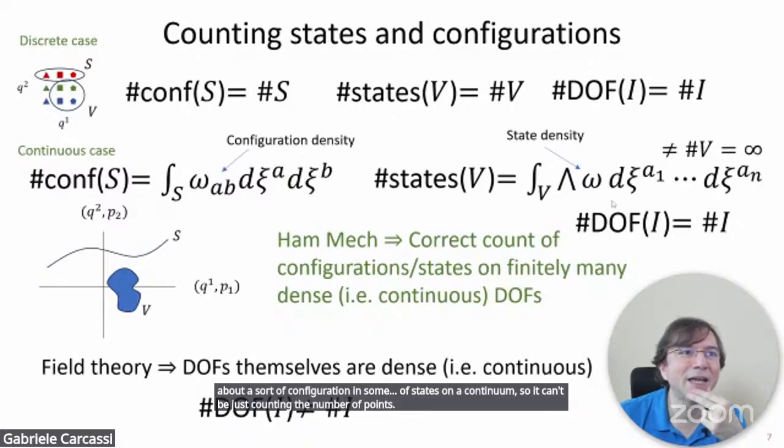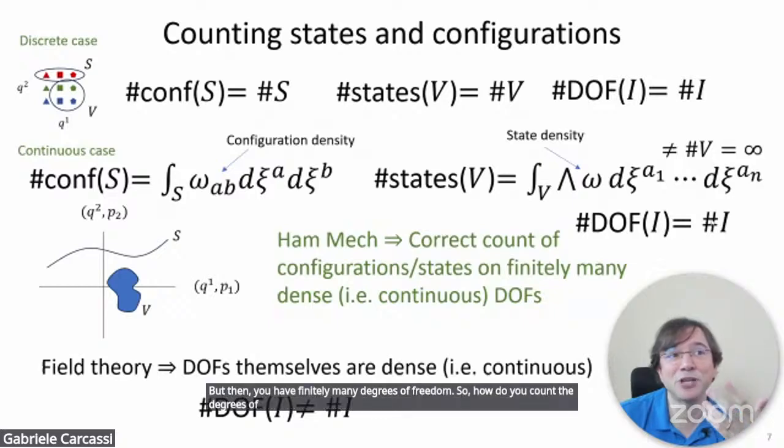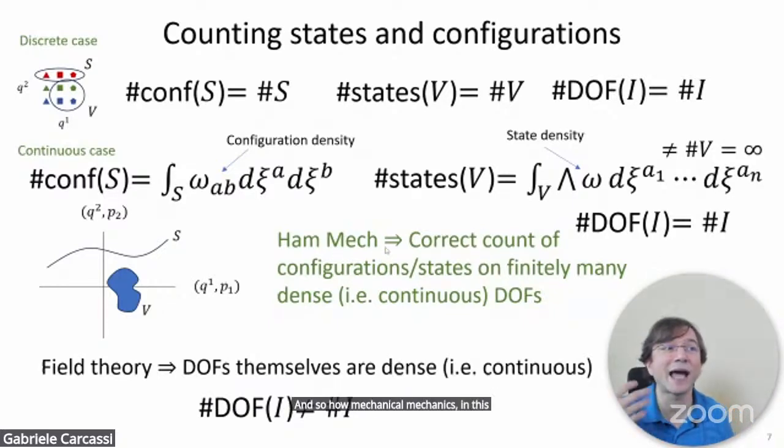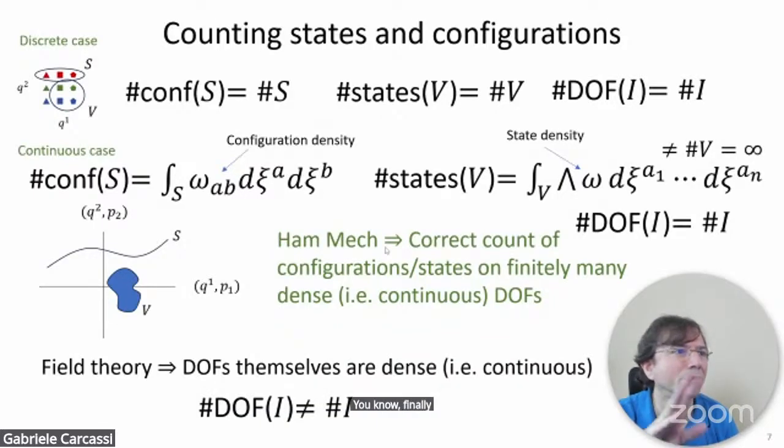But then you have finitely many degrees of freedom. So how do you count the degrees of freedom? You just use a counting measure. And so Hamiltonian mechanics in this context gives you the correct count of configuration states of finitely many degrees of freedom.